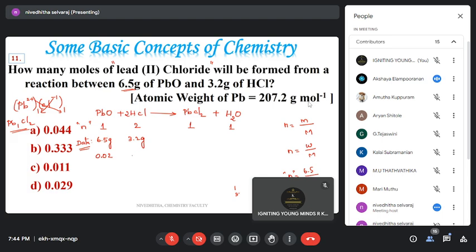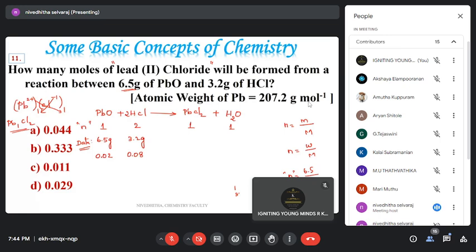Ma'am, 0.08. Something, ma'am, 0.08. Okay. Basically, we have to see which is the limiting reagent. What is limiting reagent? Limiting reagent is something whose quantity is less than the actual quantity required, right?